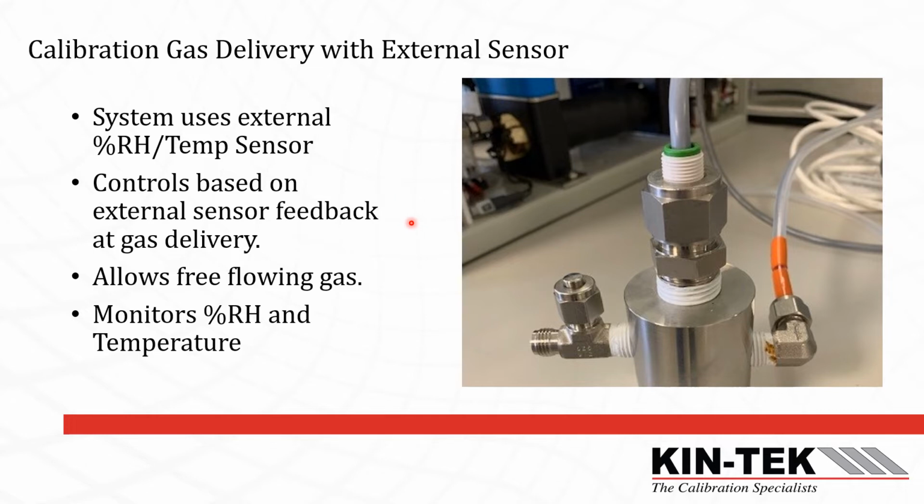So in the case of the 5 ppm H2S, we need a flow that will give us the 5 ppm H2S, a total flow, and we want to humidify that. So we have to control everything upstream based on the sensor reading here on this external sensor. This external sensor is seated in a sensor block, and it allows for free-flowing gas across it. So we have to have no back pressure buildup that would affect our reading here. And we are monitoring the percent RH and temperature with this external sensor.